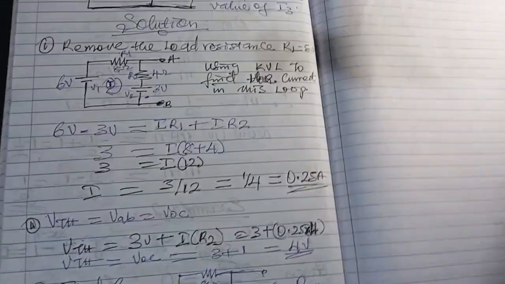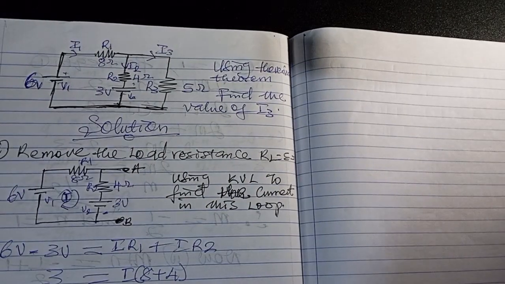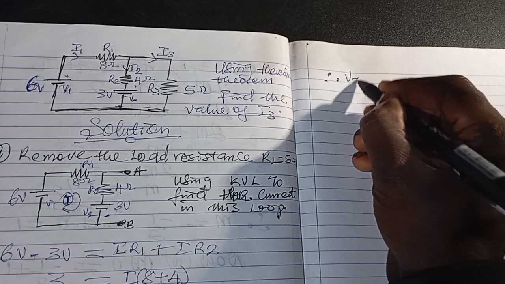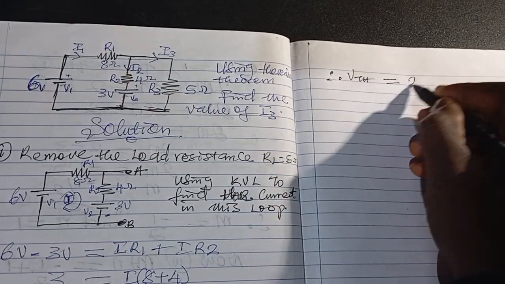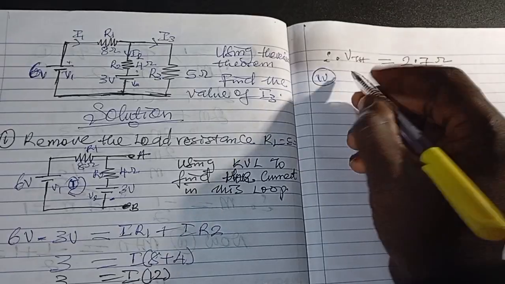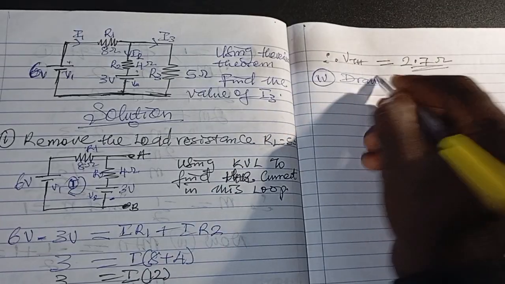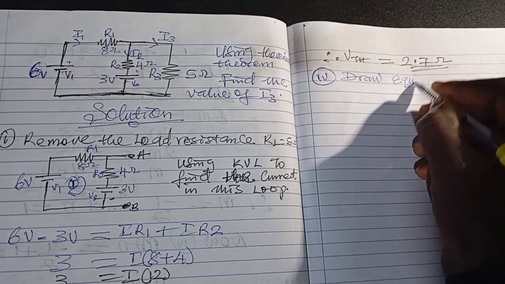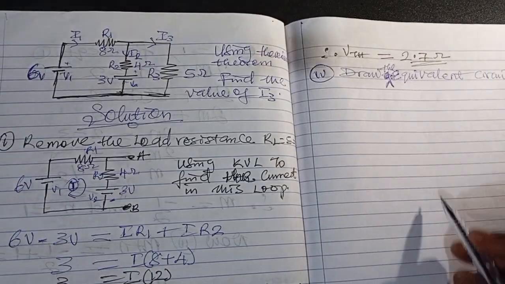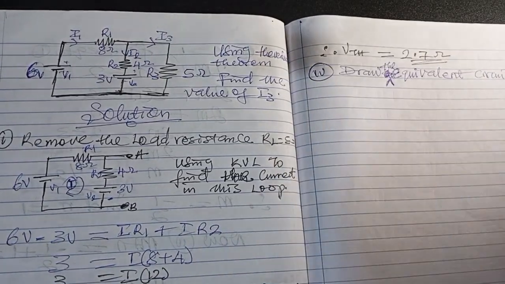This is our Thevenin's resistance, RTH. And VTH is Thevenin's voltage. So we can now write, therefore, VTH is equal to 4 volts. Now, the fourth step is to draw your equivalent circuit. So draw the equivalent circuit. Now, this is our equivalent circuit.